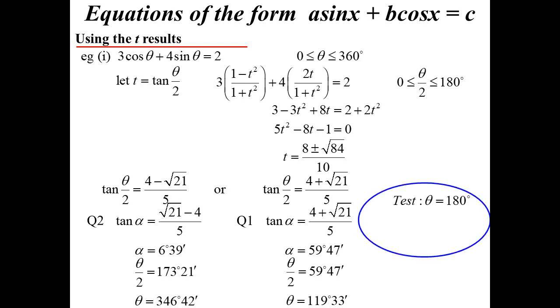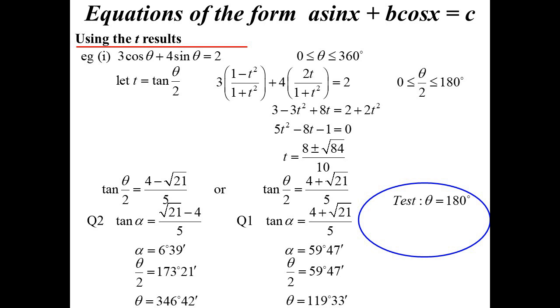However, this method does have an issue. If it turns out the answer is 180 degrees, we've got a problem, because that means I'm subbing in 180 divided by 2, which is 90, and we can't find the tan of 90. So this method will never find that solution. So you always need to check.